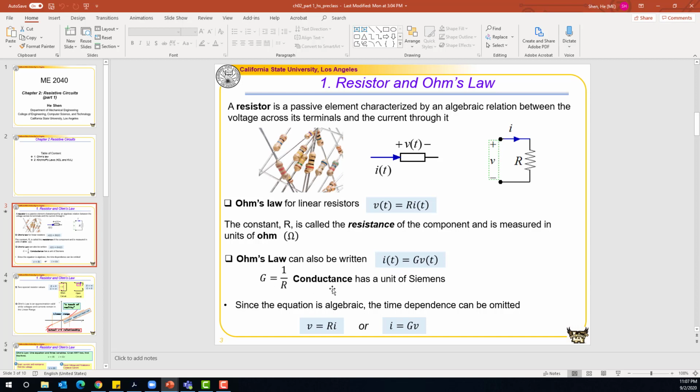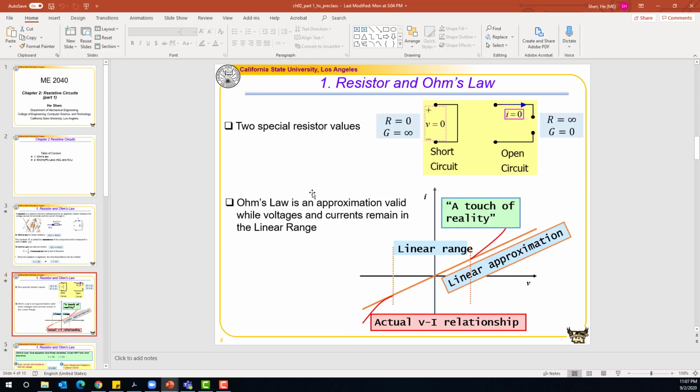Since we also learned that conductance is the inverse of resistance, Ohm's law can also be written in another form by using the conductance: i(t) is equal to G times v(t). Since the equation is algebraic, the time dependence is omitted. In this class, we're going to write V equal to R times I, or I equal to G times V.